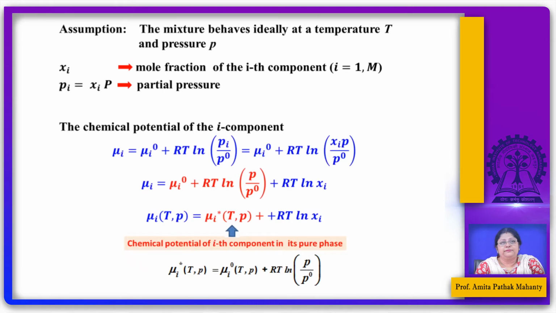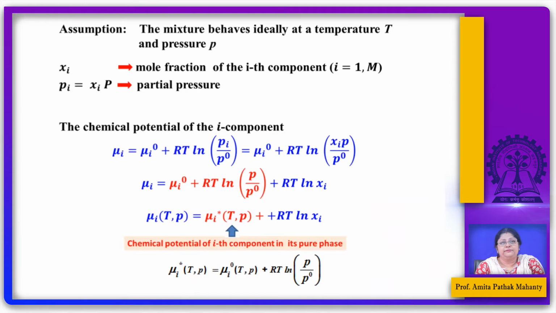Now what happens if you are having a mixture? Suppose the mixture behaves ideally at a given temperature and pressure. And suppose there is an ith species, and the mole fraction of that ith component will be represented by xi.